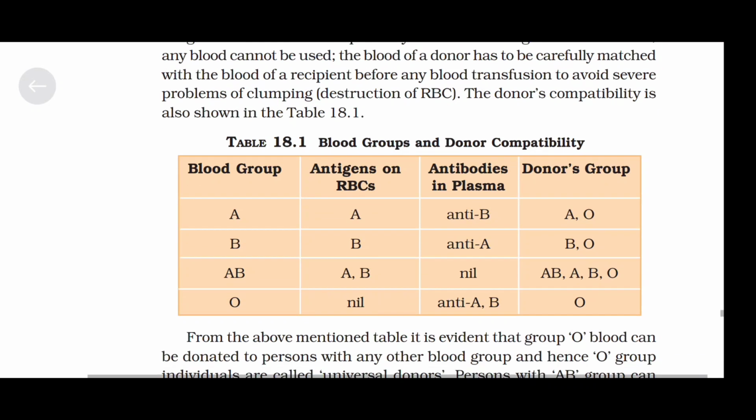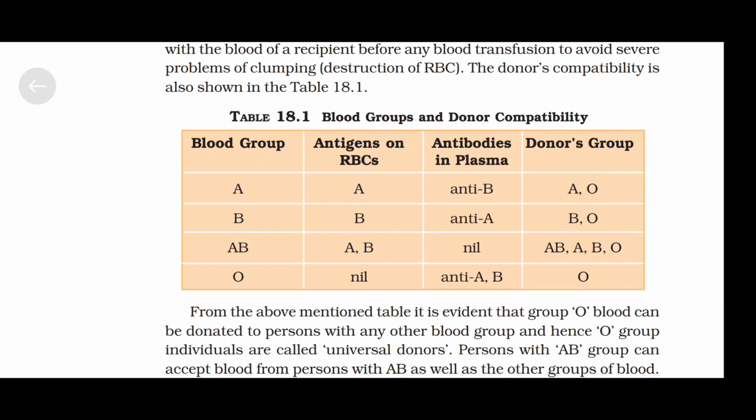Table 18.1. Blood group A: the antigen on RBC is A, the antibody in plasma is anti-B, and the donor groups are A and O. The blood group is B: the antigen on RBCs would be B, antibodies in plasma would be anti-A, and donor groups would be B and O.